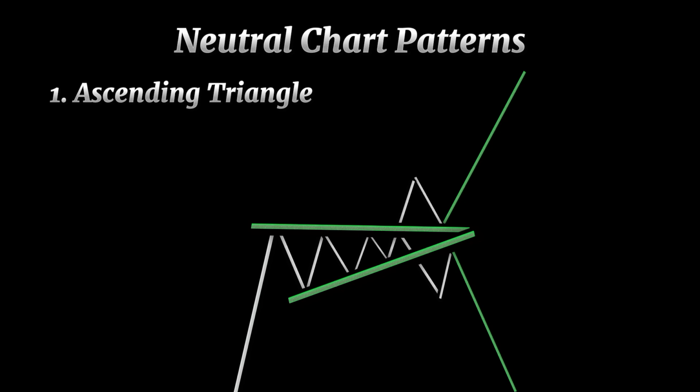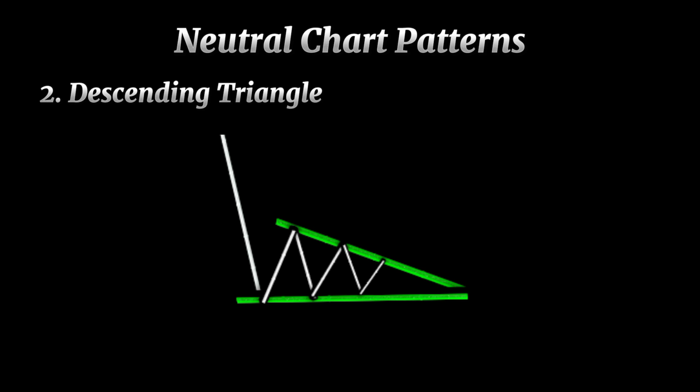And in case that price breaks the pattern to the downside, the stop loss should be placed at a confirmed supply zone, which in this case is the upper horizontal line. And in the case of a descending triangle, we have the exact same situation.